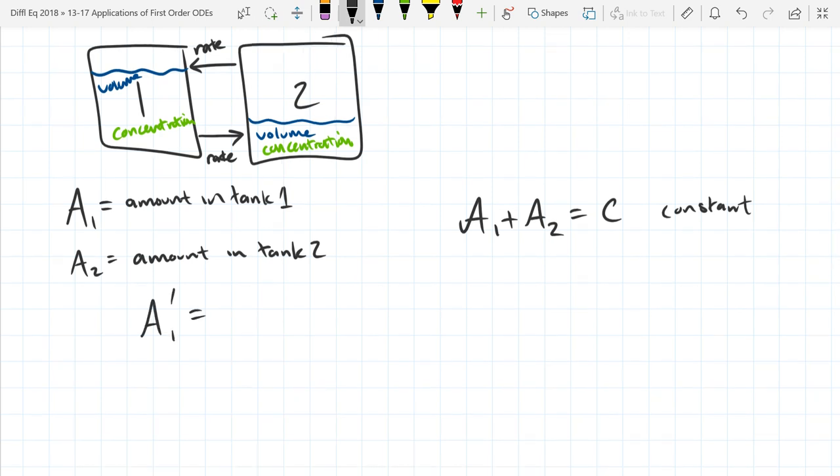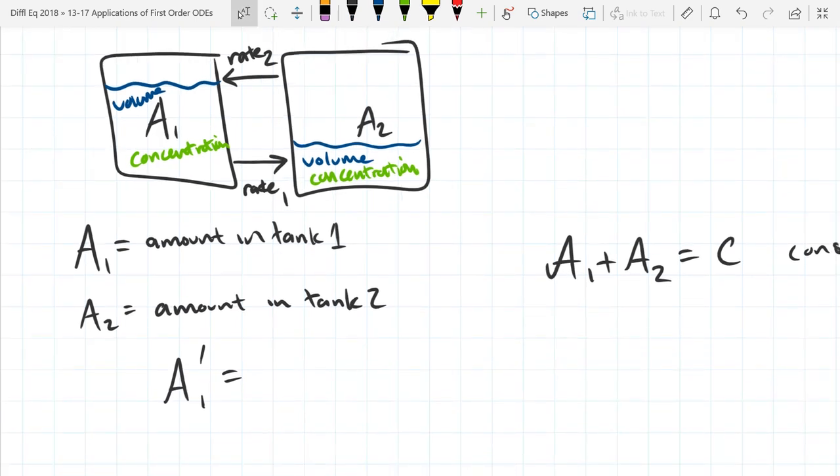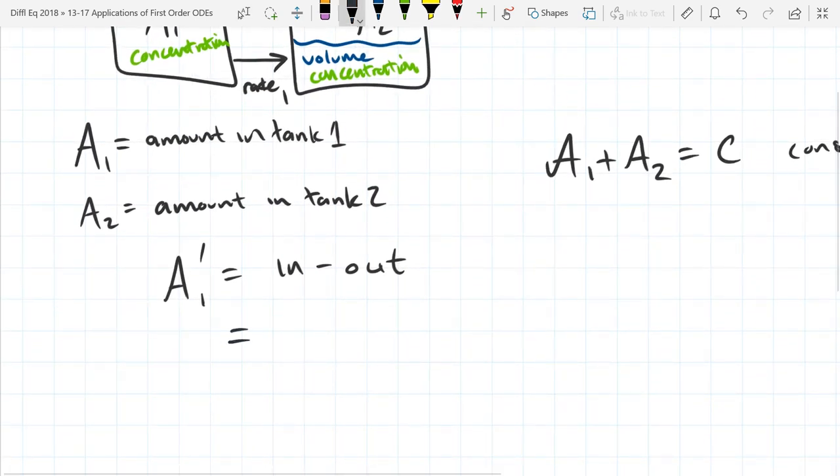So I'm writing A1 prime now. This tells us how the amount in the tank is changing. Now, I need two different rates. I'll just call it rate 1 and 2. And so rate 1 will be leaving tank 1. So we've got A1 and A2. All right, so A1 prime, this is how the amount's changing. So what we're going to do is figure out how much is leaving and how much is arriving. So we're going to go in minus out. And that works kind of like big minus small. You're going to go in minus out. So in, what rate is going in, 1 or 2?